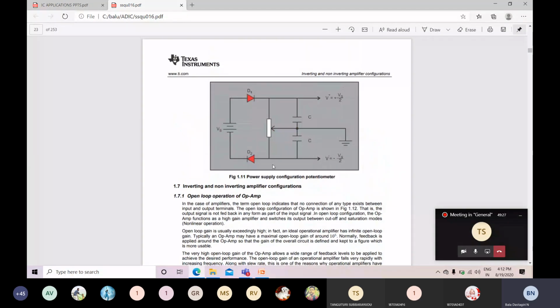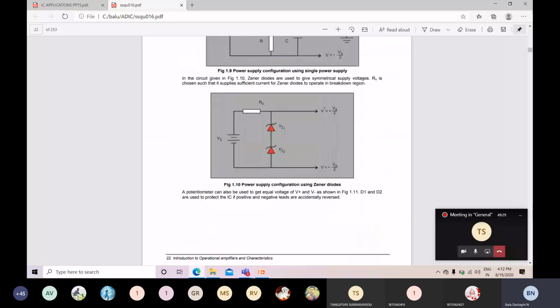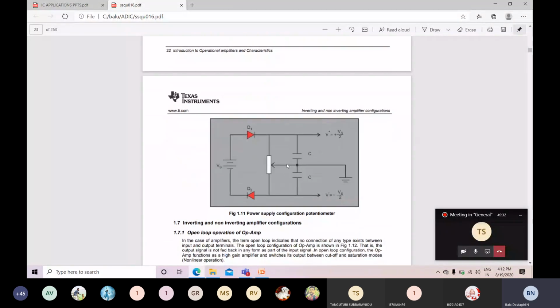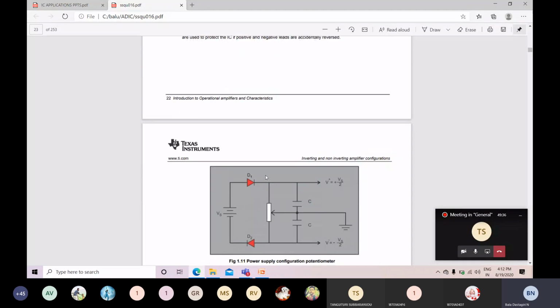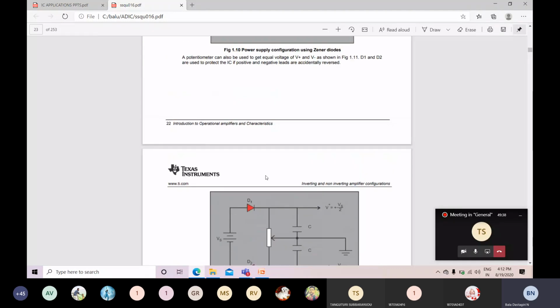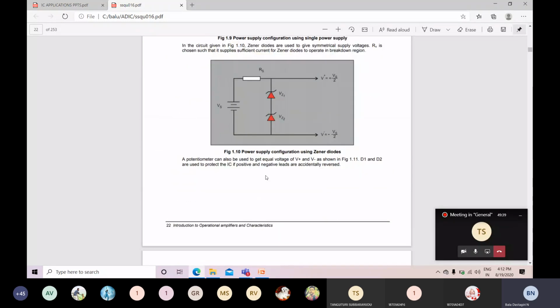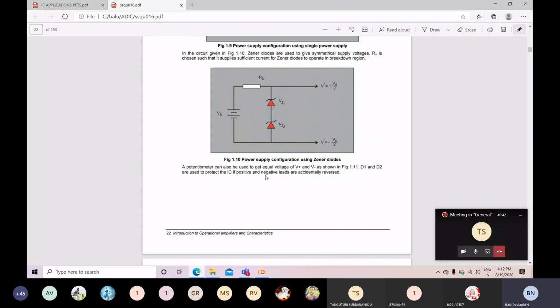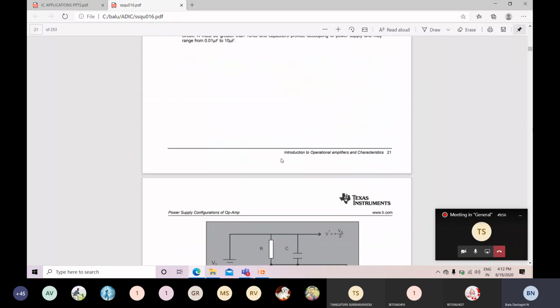Instead of these Zener diodes, we can use a potentiometer here, and by using this potentiometer we are able to connect the power supply. So there are four methods by which you can connect power supplies to this op amp. From our laboratory point of view, we will normally use the first method, where different DC power supplies are used. It is the method we will use in the lab.